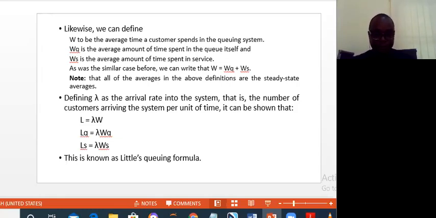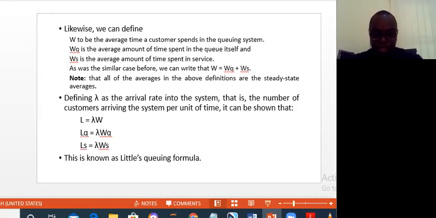Defining lambda as the arrival rate into the system, that is the number of customers arriving per unit time, it can be shown that L, the total number of customers in the system, is the product of the arrival rate and the total time a customer spends in the system, W. That is, L equals lambda W.